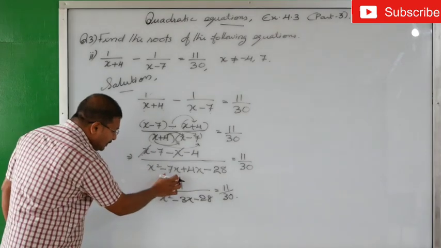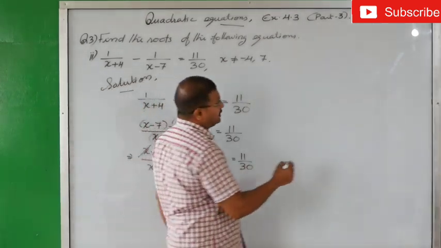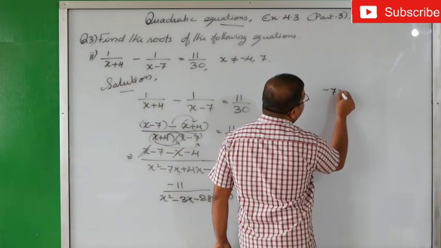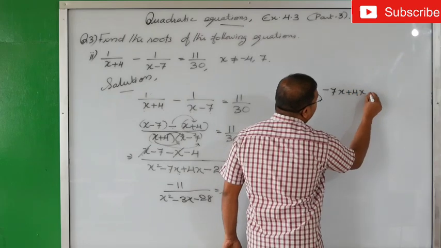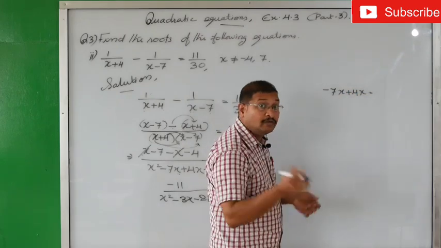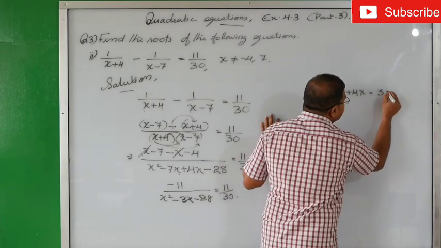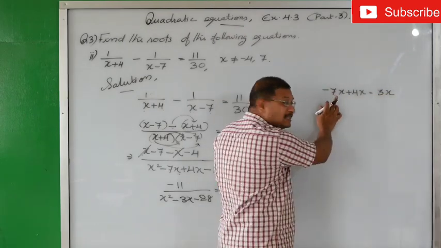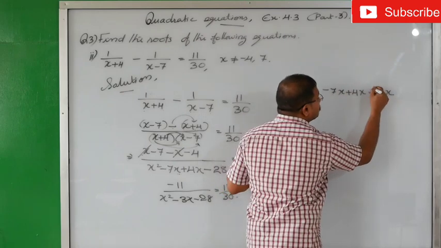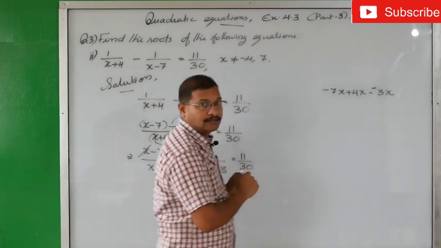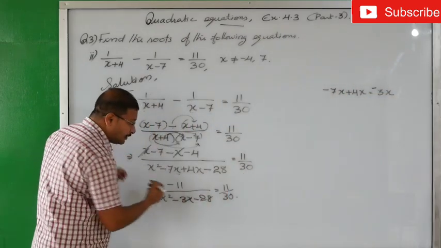I'll tell one more time. Minus 7x plus 4x. Plus and minus, what will you do? Minus. So 7 minus 4 is 3, 3x. After that, the bigger number is 7, its sign is minus. That is minus 3x. Isn't it?